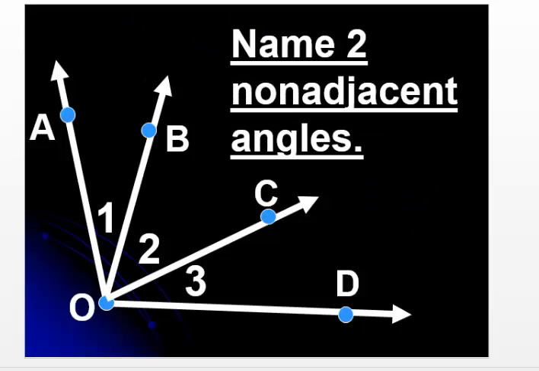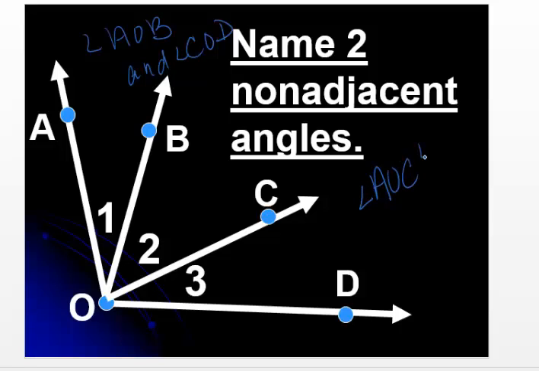Now, if I talk about non-adjacent angles, that would be an example of angle AOB and angle COD. Both of those angles, while they share a common vertex, do not share a common side. Another example of non-adjacent angles would be angle AOC. So angle AOC is here. And then if I talk about angle BOD and angle AOC, they are non-adjacent because they share common interior points right here.